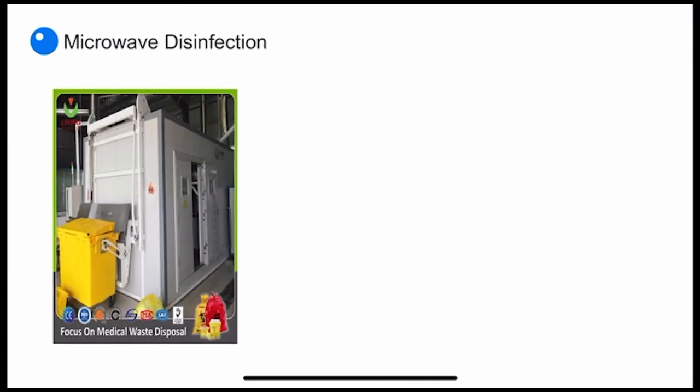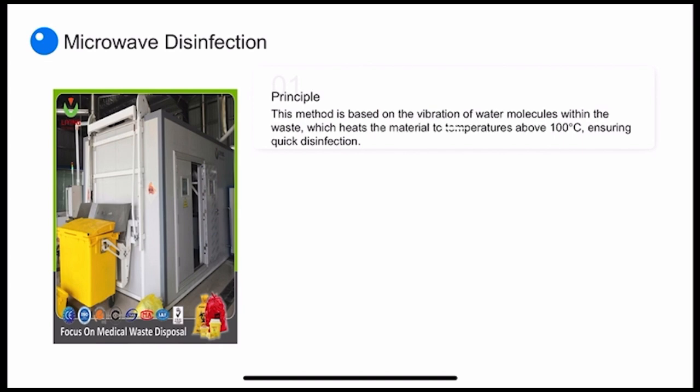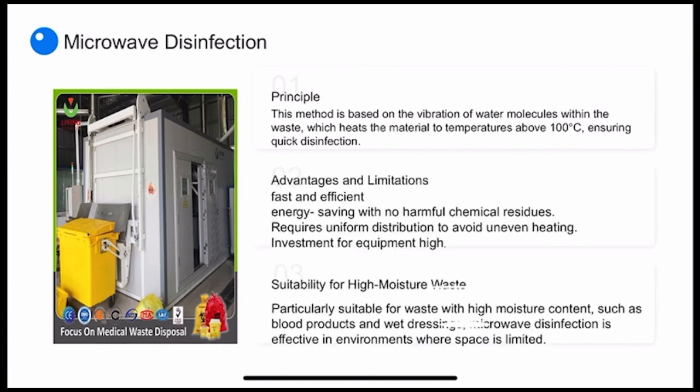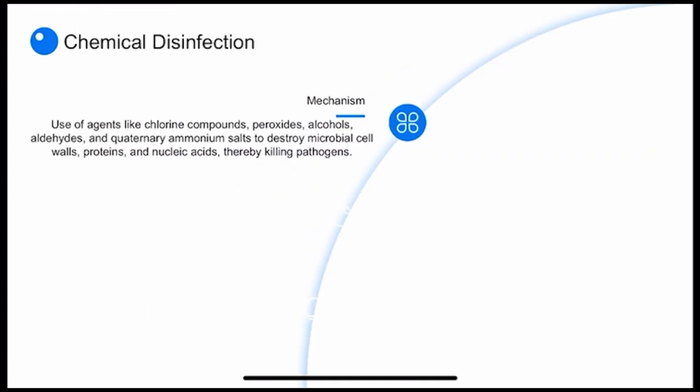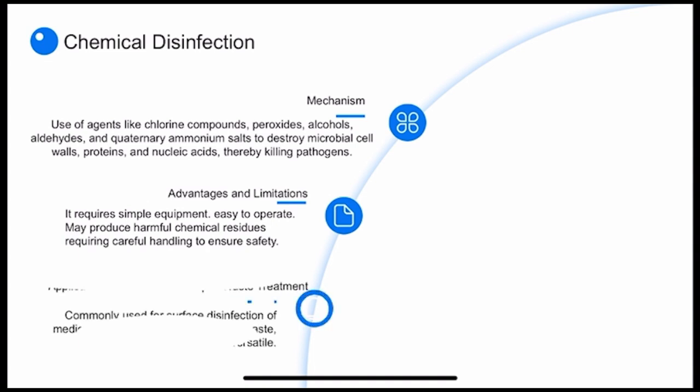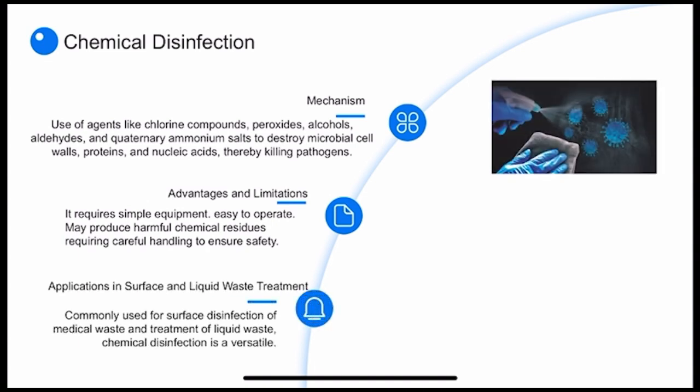Secondly, microwave disinfection utilizes vibration and heating to above 100 degrees centigrade for rapid disinfection. It is efficient and energy-saving, but requires high standards. Third, chemical disinfection uses chlorine compounds and so on to kill pathogens. It's easy to operate, but it may produce harmful chemical residues.